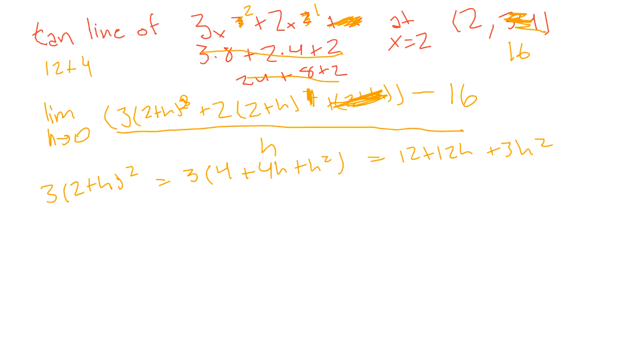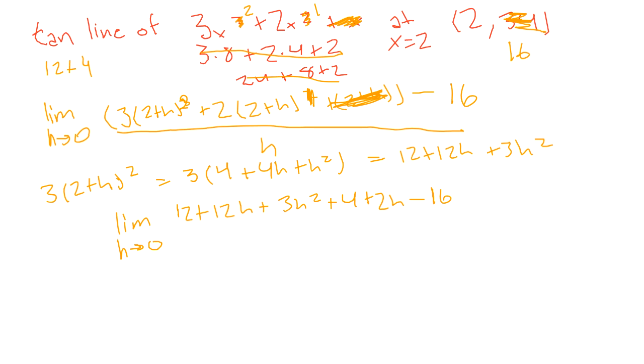So now let's move forward. And then since we don't have to do anything with this, we can just add that back in. Since that's just distributing a 2, which isn't bad at all, we're going to get our limit as h approaches 0. Let's plug everything in right now: 12 plus 12h plus 3h squared. So now we have 2 times 2, which is 4, and 2 times h is 2h, so we can just plug that straight in. Minus 16.